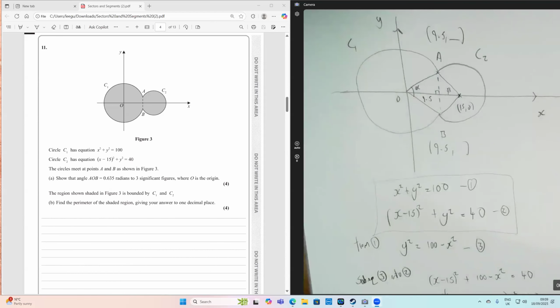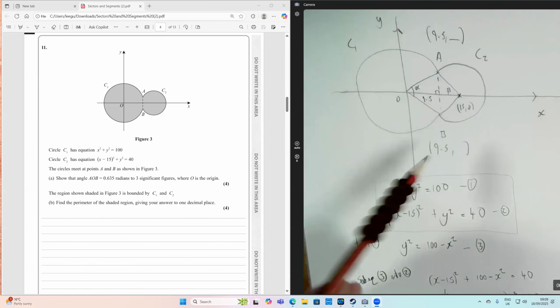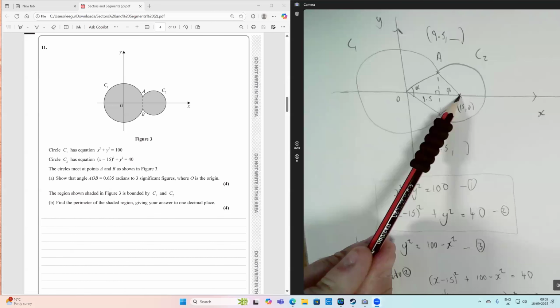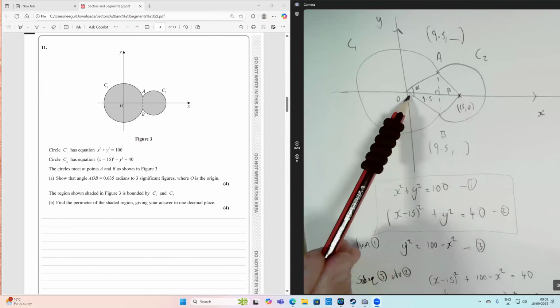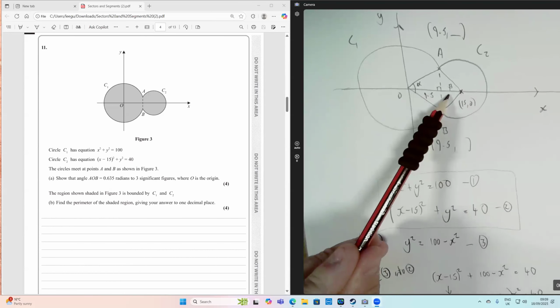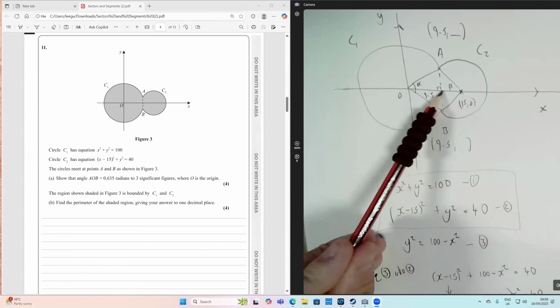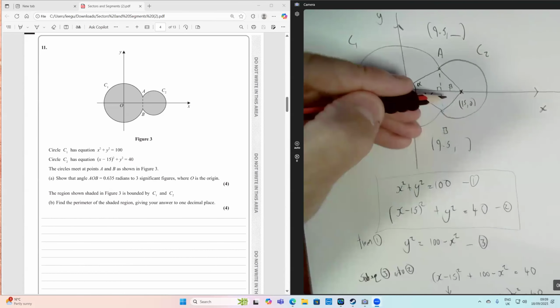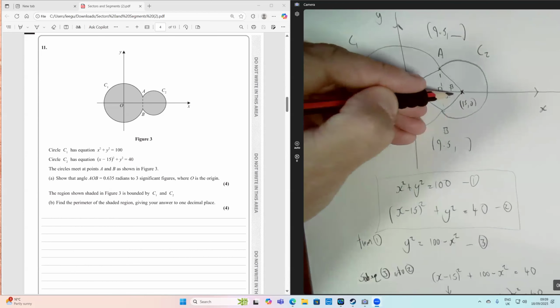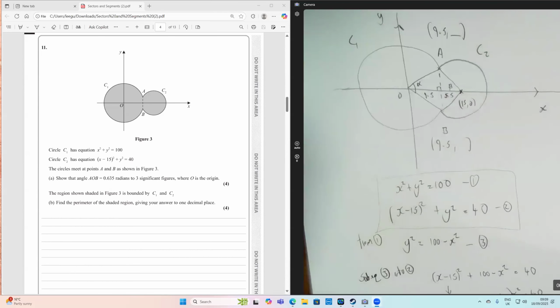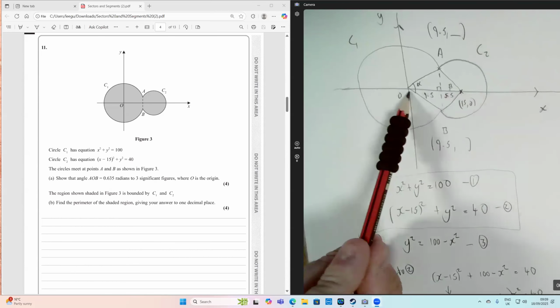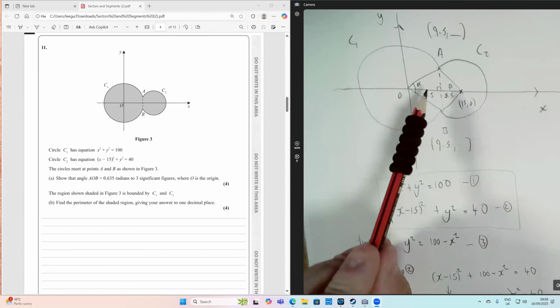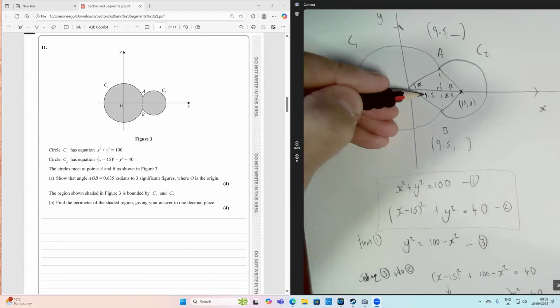So the reason that this is useful is because notice that the center here is at 15, and this is 9.5. So this means that this must be 5.5, the distance from there to there. That's going to be useful to us as well. So let's pop that in, 5.5. And we've deduced that again because this whole length from here to here is 15, and this bit is 9.5.